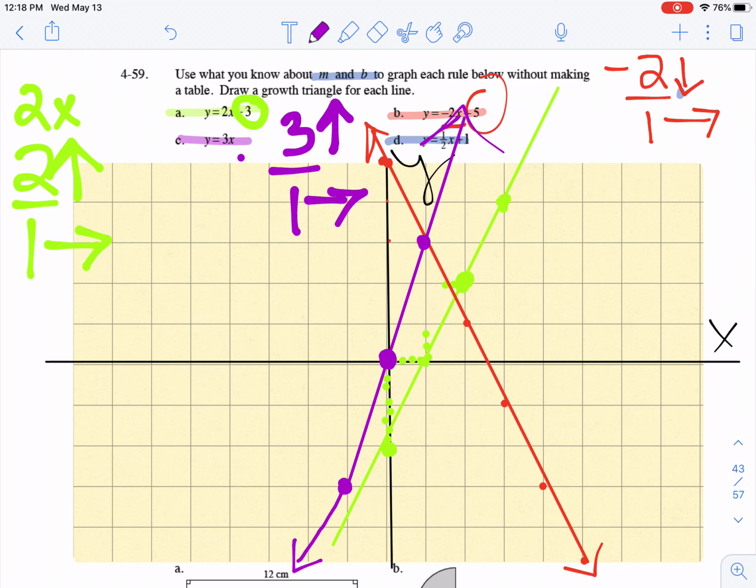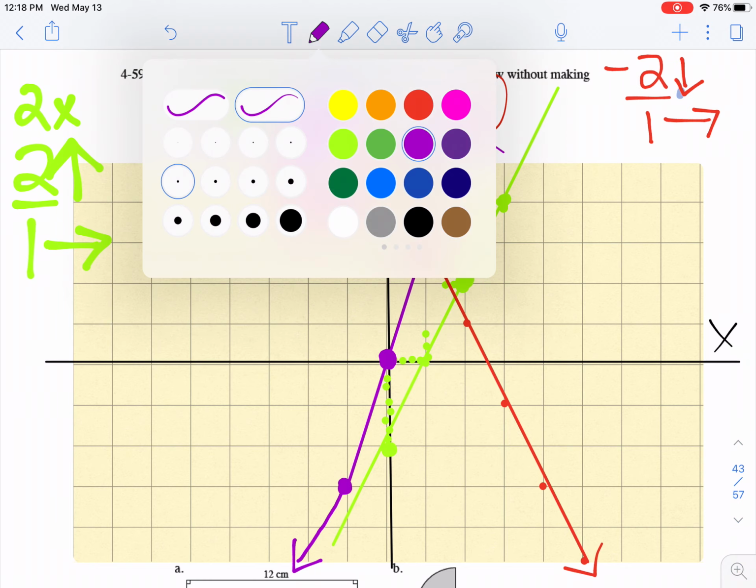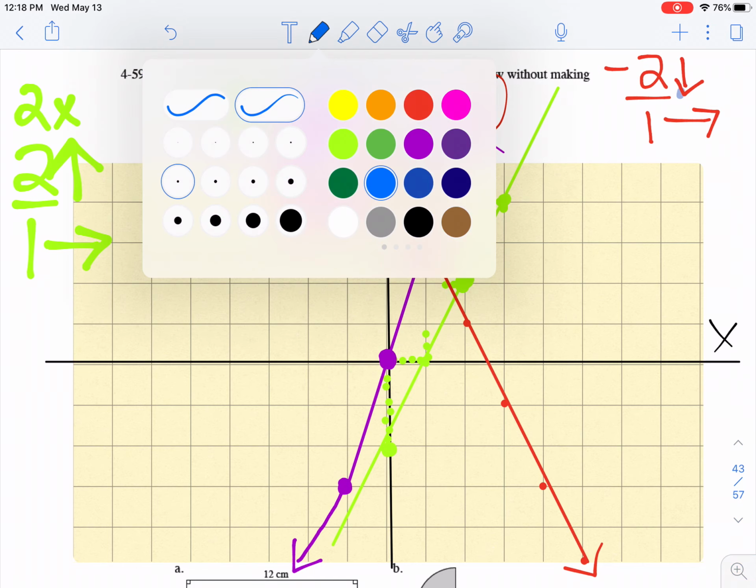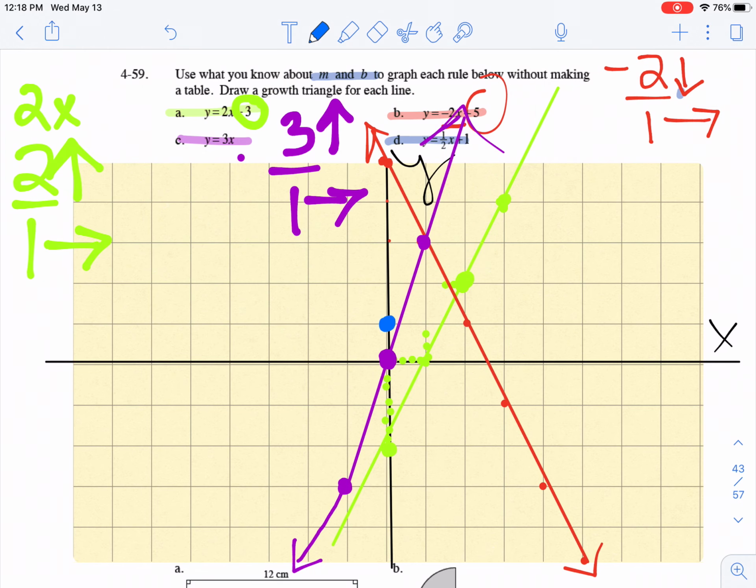All right, and the last one I believe is 1/2 x plus 1. So plus 1 would be right here, and 1/2 means I'm going up 1, right 2. Up 1, right 2 from that point looks like it intercepts the green line. Up 1, right 2. I did that one wrong.